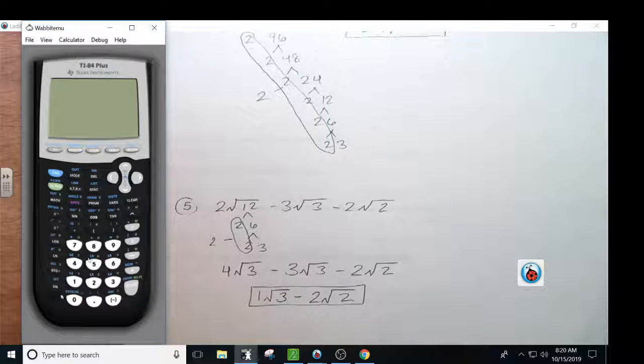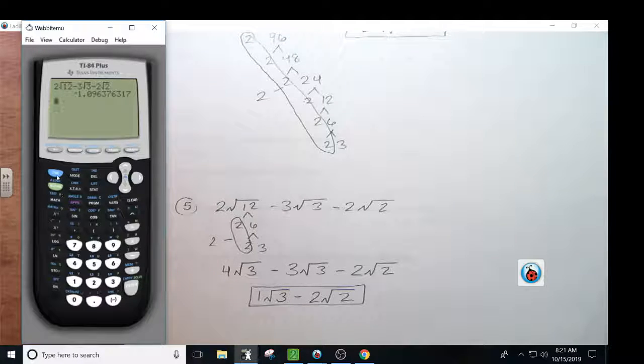So, 2 square root of 12 minus 3 square root of 3 minus 2 square root of 2. Okay, if I press enter, there's my decimal number. Okay, there's my decimal answer. Now let's put this in and see if it's the same.